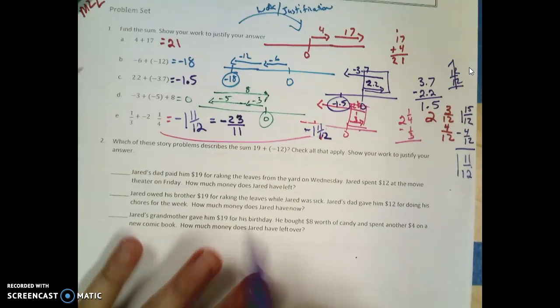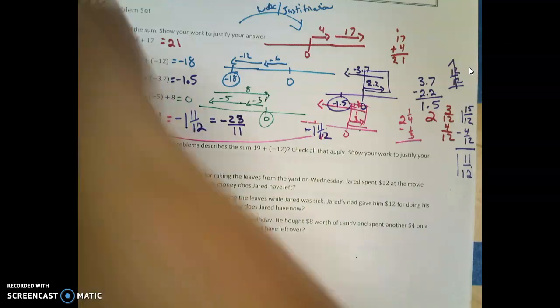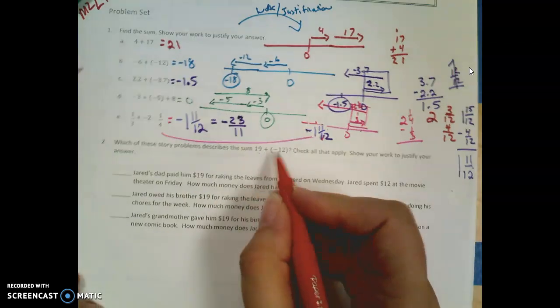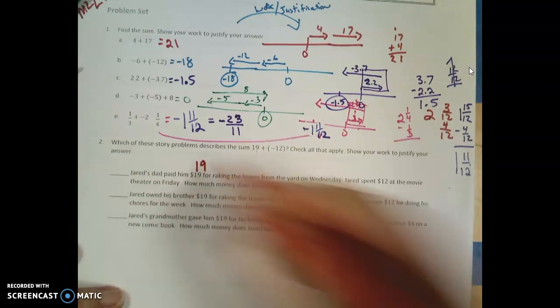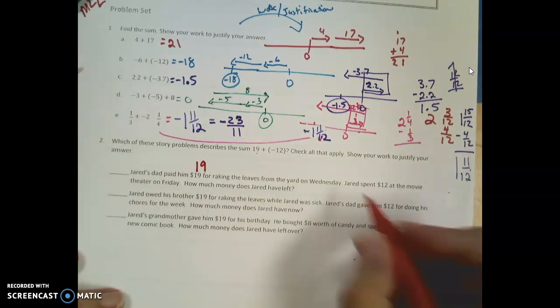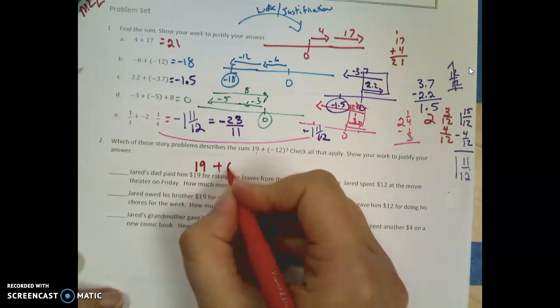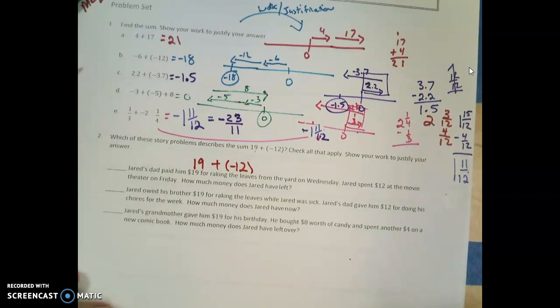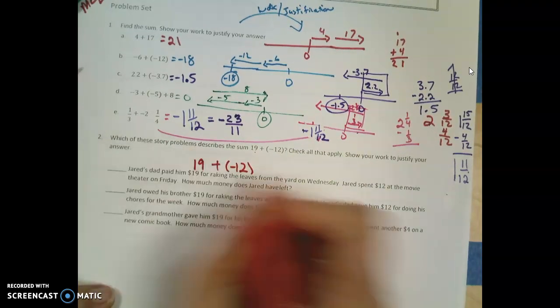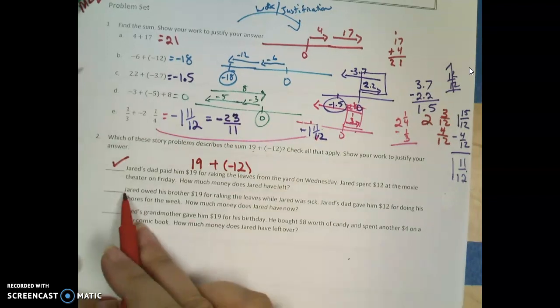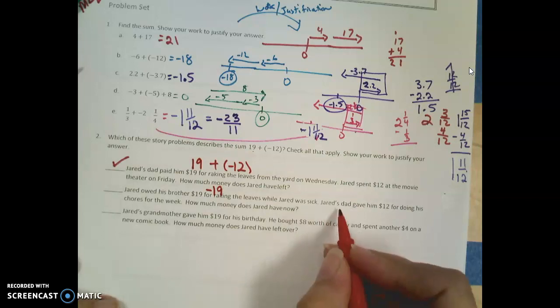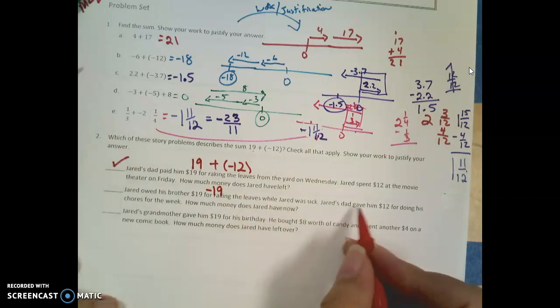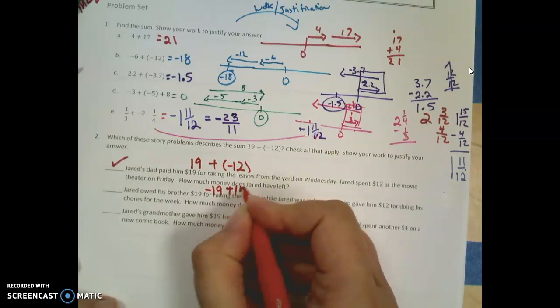All right, which of these story problems describes the sum? 19 plus -12. Jared's dad paid him 19, so that's positive 19 for raking the yard. He spent 12 at the movies, so spending is negative. How much does he have left? So that works. Jared owed his brother 19, that's -19. And Jared's dad gave him 12, so that's positive 12.